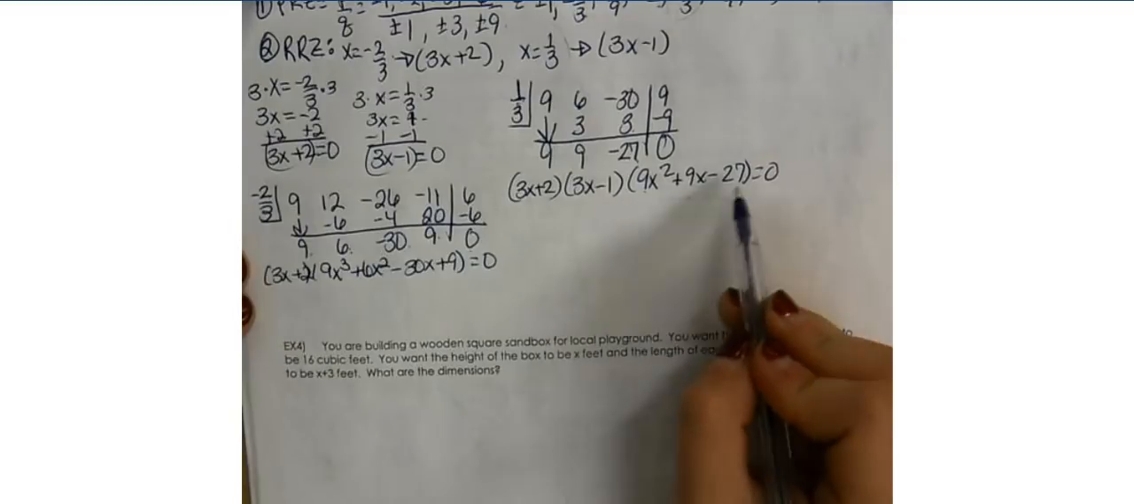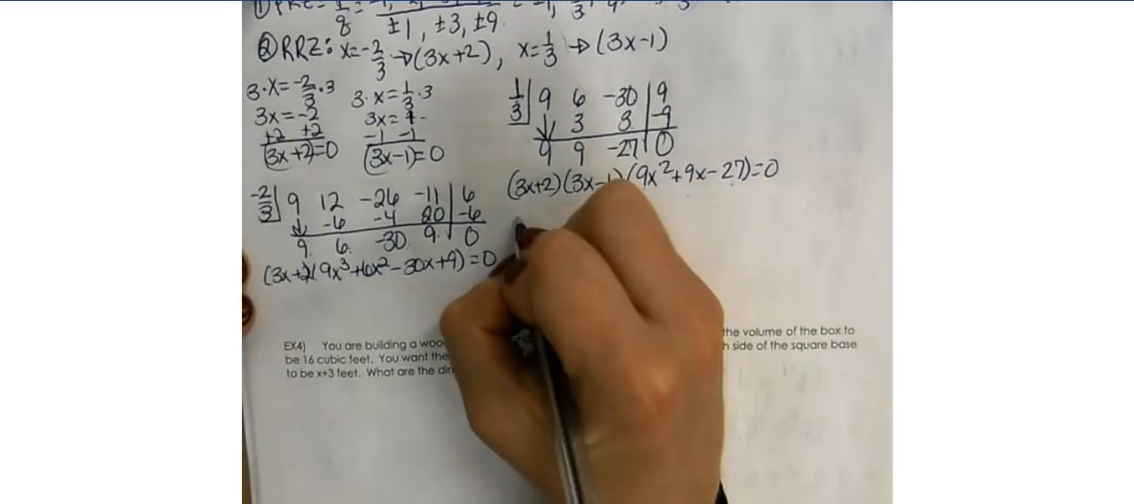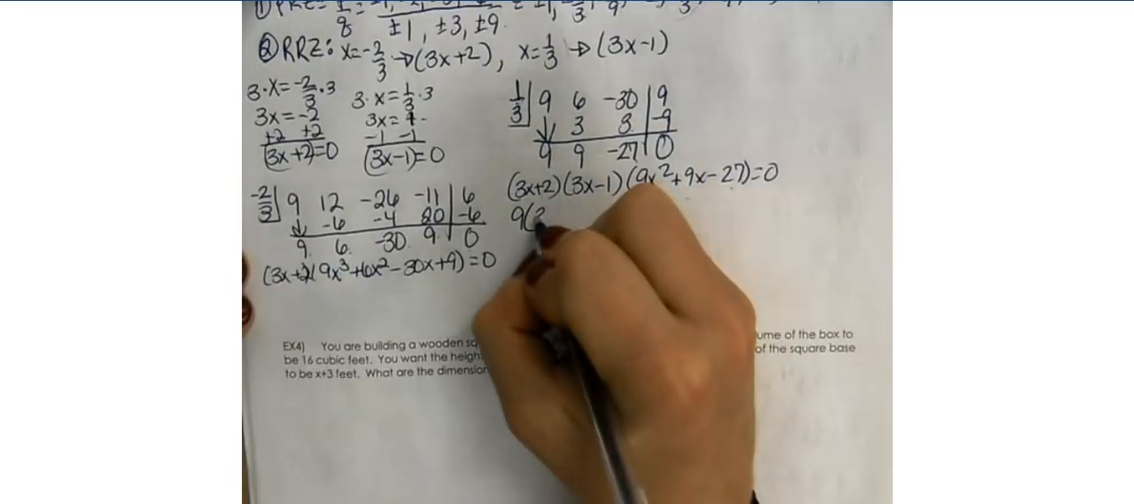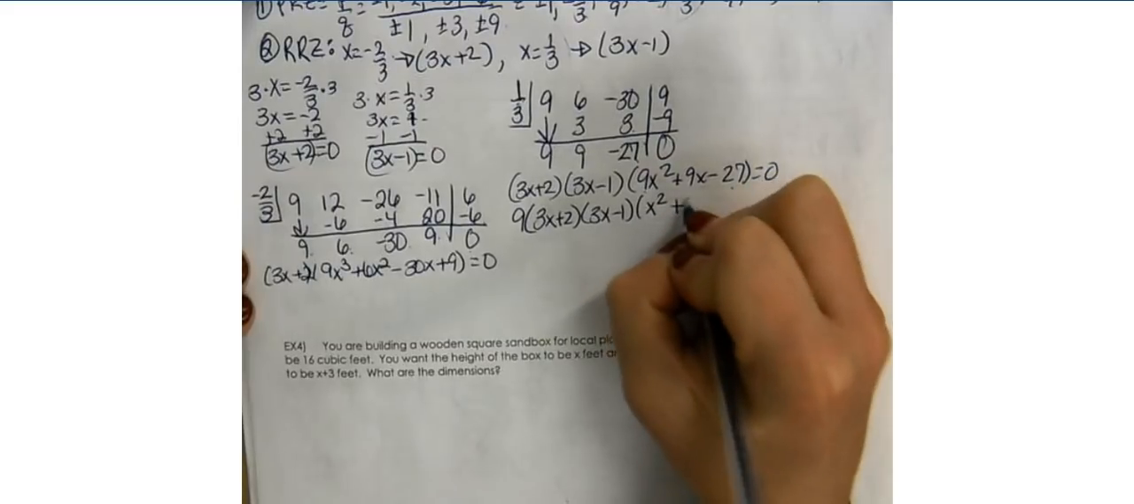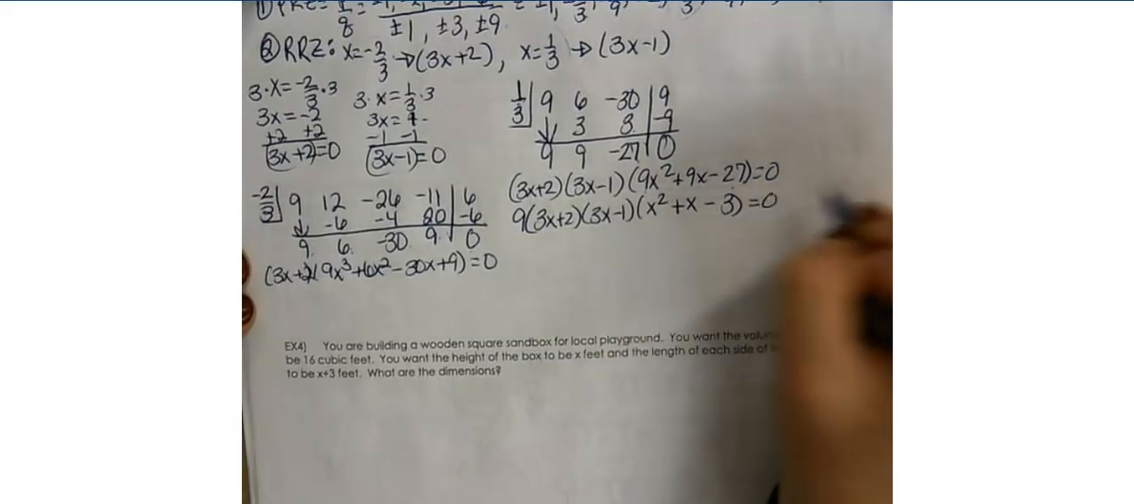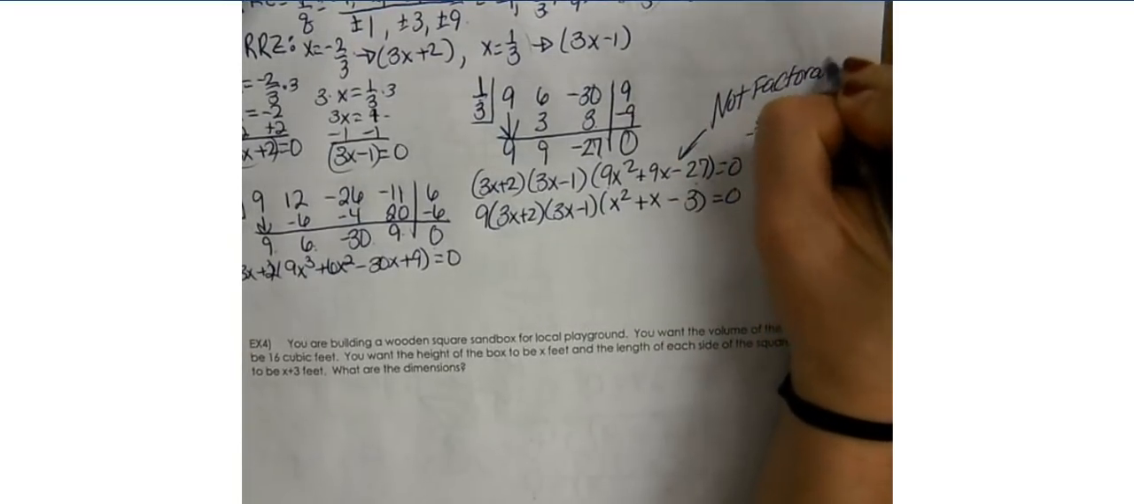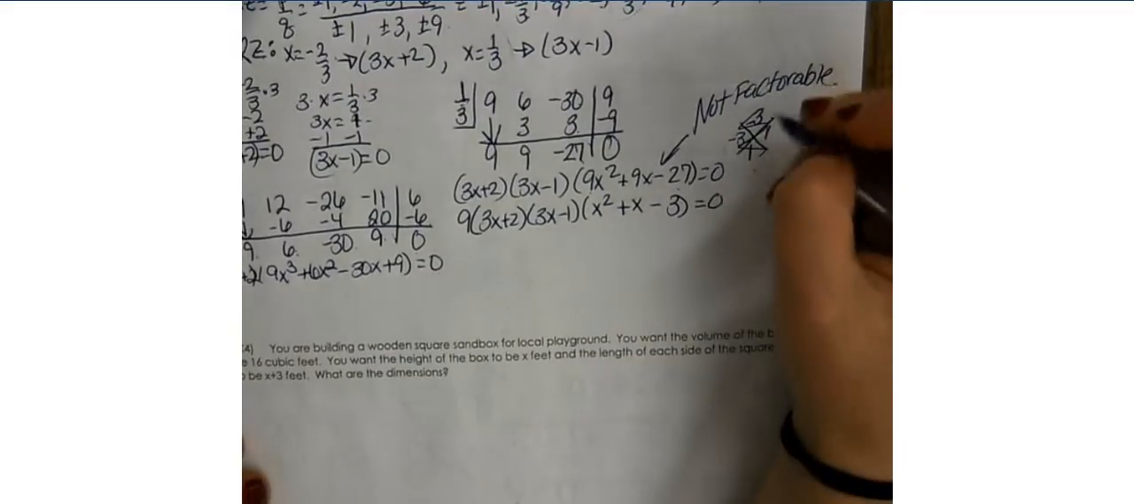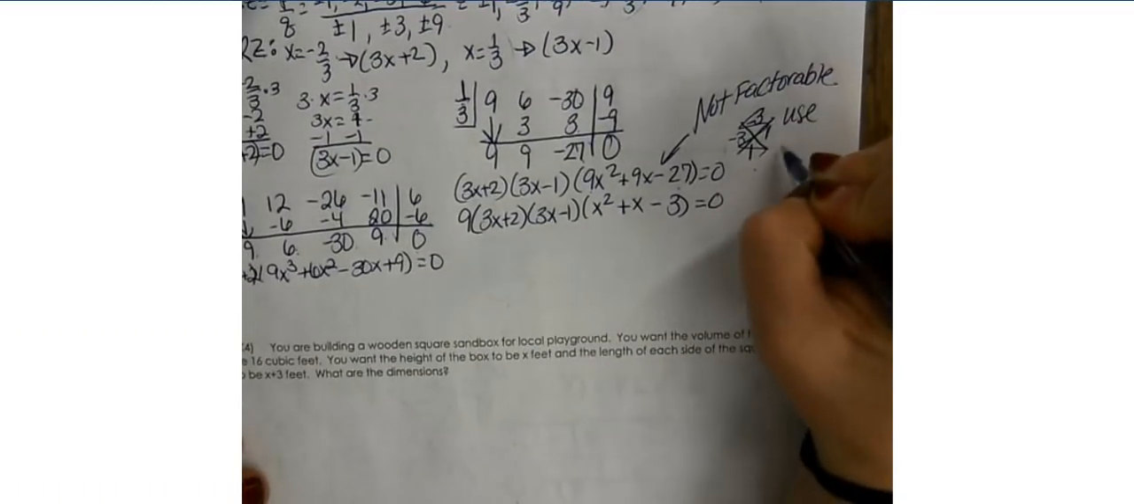So notice that 9x squared, 9x, and 27 are all divisible by 9. So I'm going to factor out a 9, and I still have a 3x plus 2 times a 3x minus 1, but now I have an x squared plus x minus 3 equals 0. So I need to figure out what two numbers multiply to equal negative 3, but together add to equal 1. And negative 3 and 1, they don't produce a 1. So this tells me this is not factorable. But no big deal. We know what to do when it comes to non-factorable quadratics. We would use the quadratic formula.